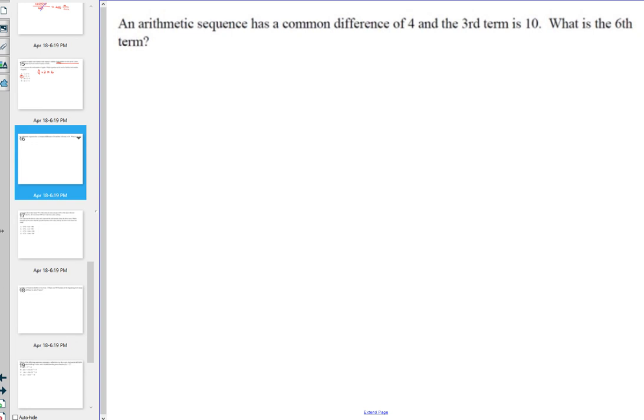An arithmetic sequence, this might have been the one that was missed. Let's see who can be clever on this one. What's another word that we use for common difference? We know that this is going to be arithmetic. What's another word we use for common difference? Slope. This is a slope problem. There might be an easier way to do this. I don't know. But I'm just thinking of the way I would.